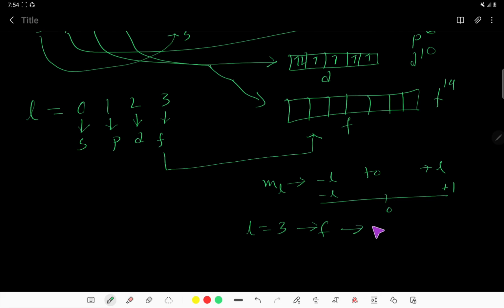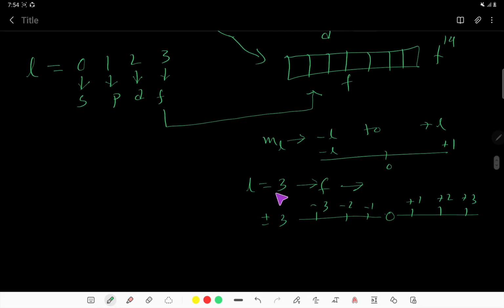Look, 0 from 0 to +L, -L, that is +3, -3, that is here -1, -2, -3. Here we will have +-L, that is +-3. So -3, -2, -1, then we will have +1, +2, +3.